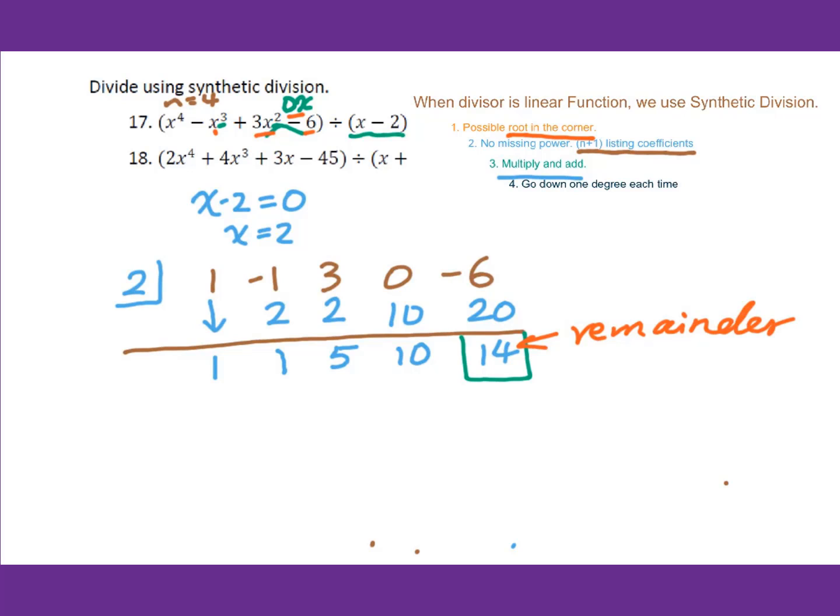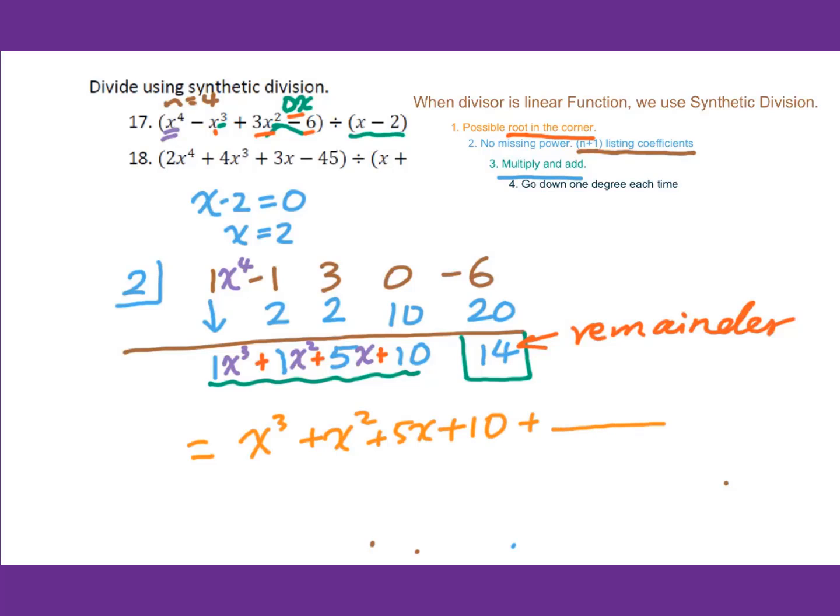How will you find the quotient? First of all, look at here. That's x to the fourth power. We go down 1 degree. We got the x third, x squared, x. Then I put the addition between each term. Therefore, this will be the quotient, and this is the remainder. We can write down the answer, that is x third power plus x squared plus 5x plus 10, then plus 14 over x minus 2.